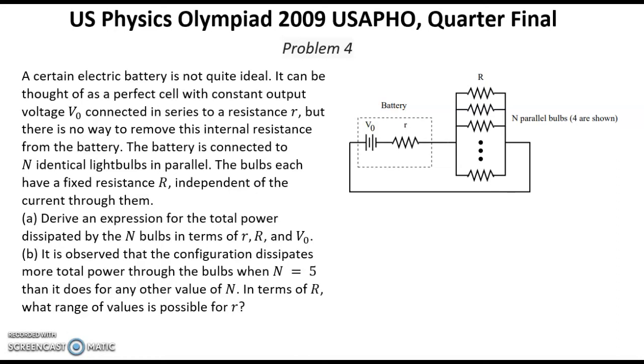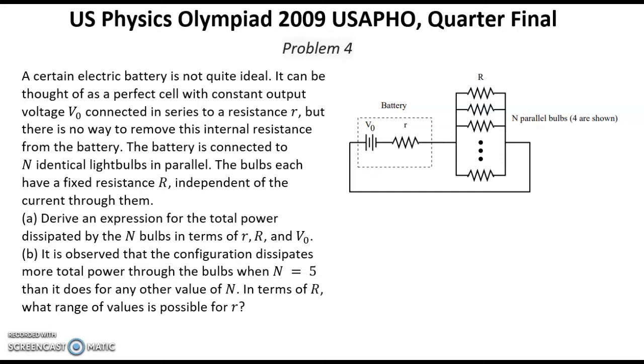Hello, today we will discuss problem number 4 from the quarterfinal of the US Physics Olympiad, year 2009, USAPHO. So, the problem. A certain electric battery is not quite ideal.